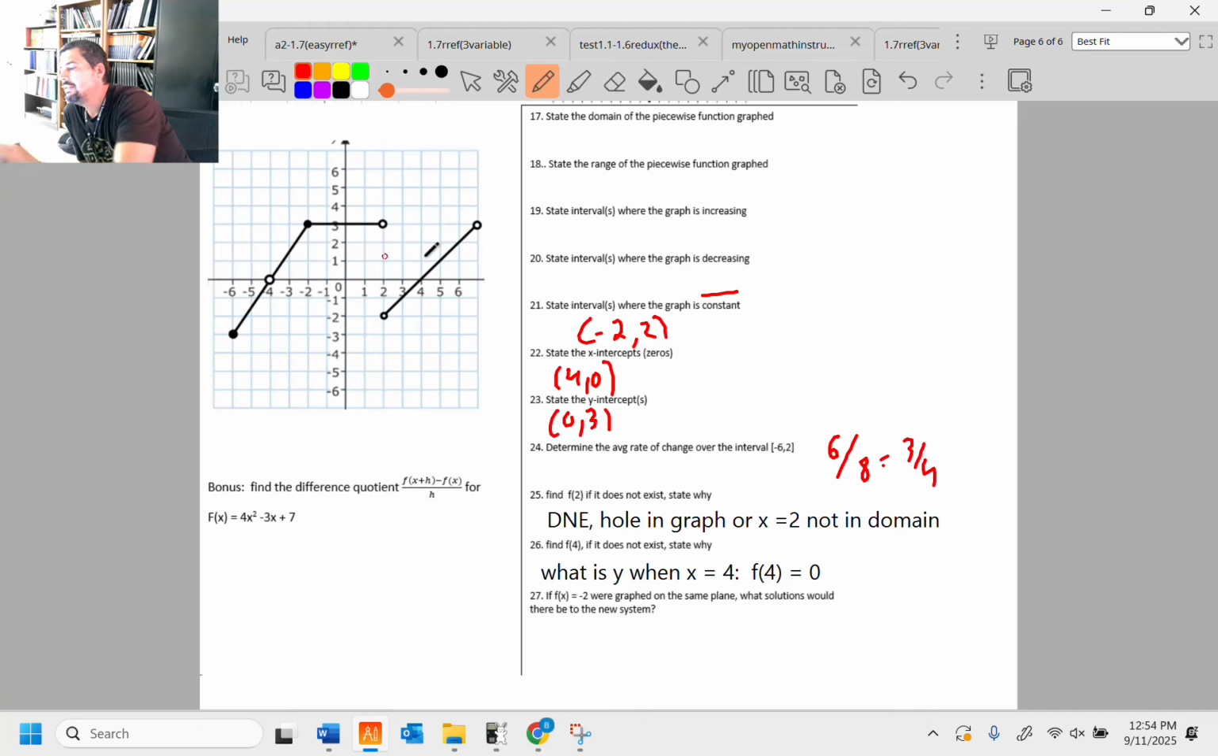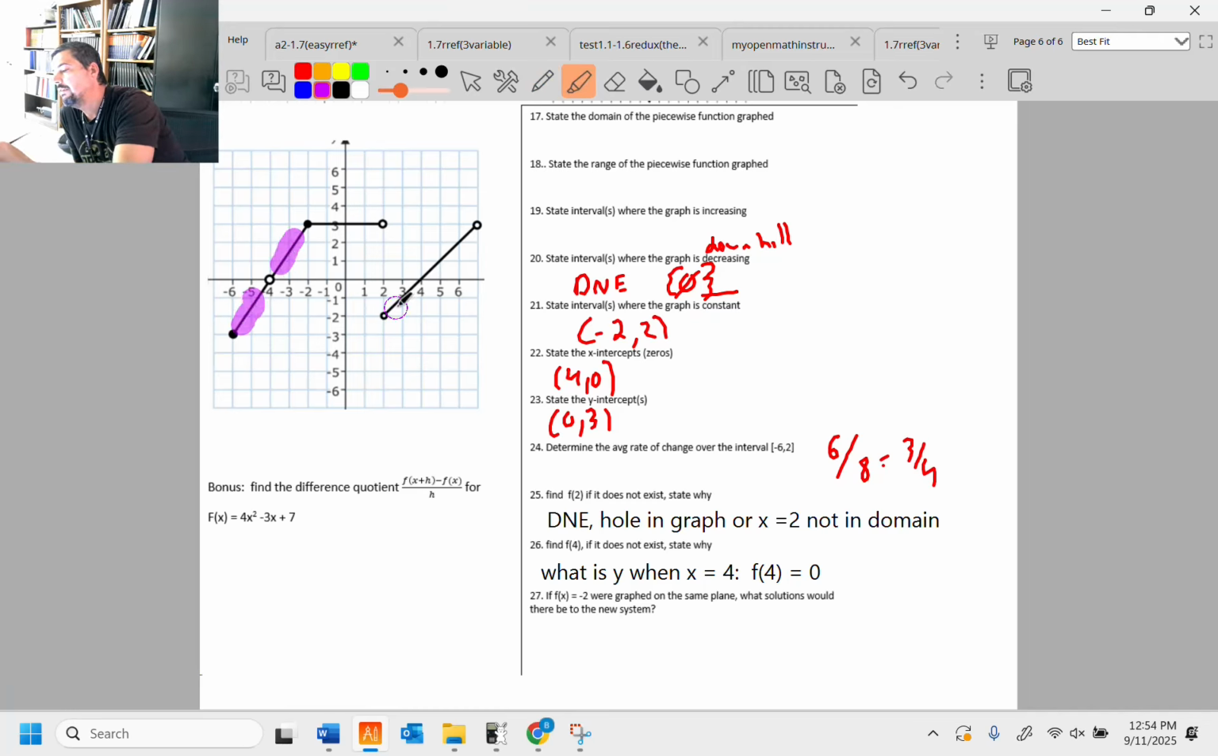Decreasing, that means downhill, right? It doesn't exist. You could say DNE. You might do what's called the null set, something like that. Null. Increasing, there's actually a couple of places where this graph is increasing.